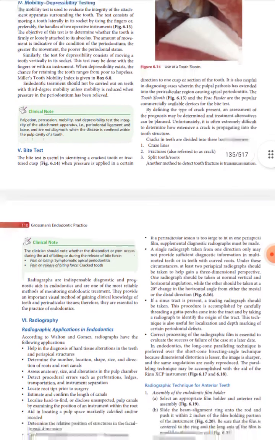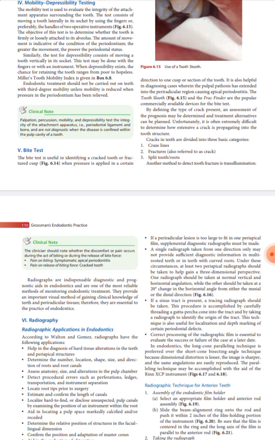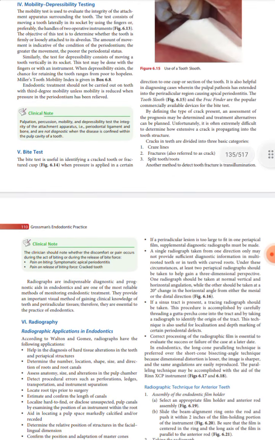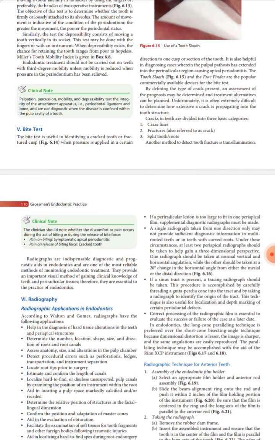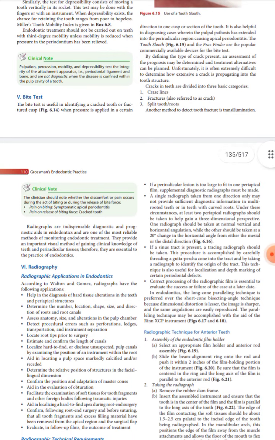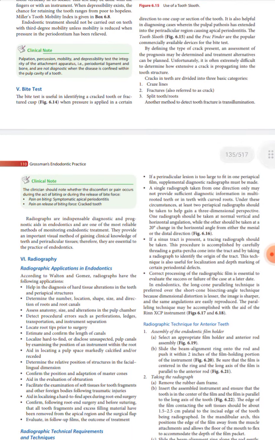Tooth bite test. The bite test is useful in identifying a cracked tooth or fractured cusp, when pressure is applied in a certain direction to one cusp or section of the tooth. It is also helpful in diagnosing cases wherein the pulpal pathosis has extended into the periradicular region causing apical periodontitis. The Tooth Slooth and Frac-Finder are the popular commercially available devices for the bite test.